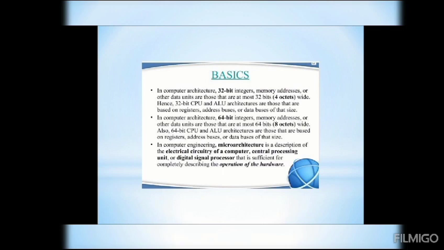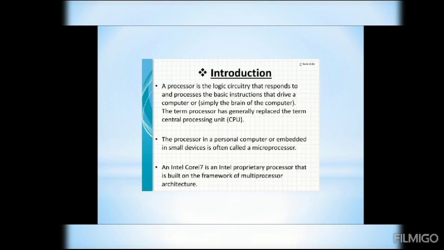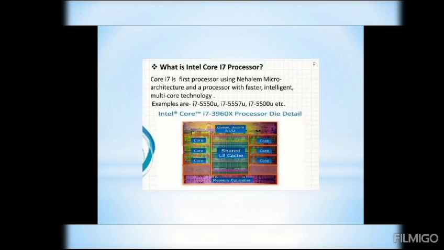In computer engineering, microarchitecture is a description of the electrical circuitry of the computer, central processing unit or digital signal processor that is sufficient for a complete description of the operation of the hardware. A processor is logical circuitry that responds to and processes the basic instructions that drive the computer. The term processor has generally replaced the term central processing unit. A processor in a personal computer or embedded in a small device is often called a microprocessor. An Intel Core i7 is an Intel processor that is built on the framework of a multi-processor architecture.